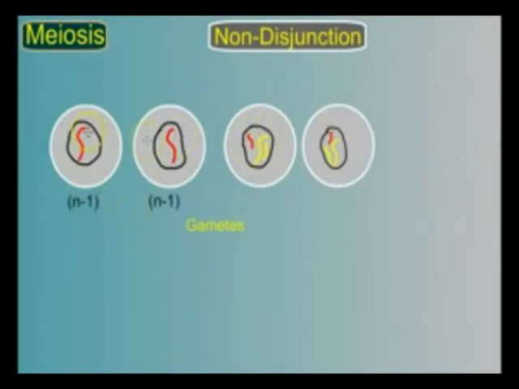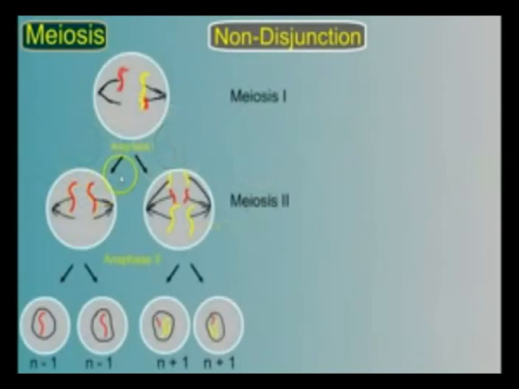But these 2 are missing 1, and these other 2 have an extra chromosome each. So non-disjunction results in the formation of gametes with the wrong chromosome number. We can summarize the process here. So we see the non-disjunction process here during meiosis 1.